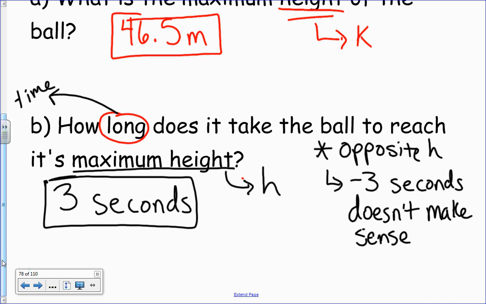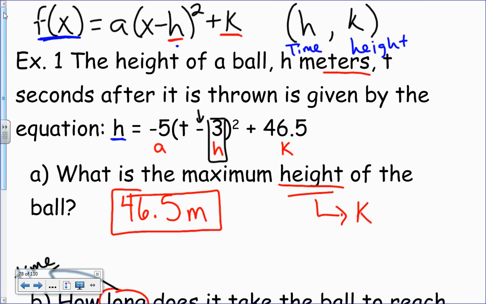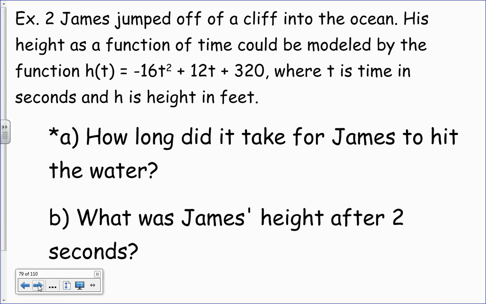All right, but how long does it take to reach the maximum height? That is the h value, the time to get to the maximum height, and in this case, it's 3 seconds. Now in this example, finding these things was pretty simple because it's in vertex form. We can see the a, real easy, it's -5. We can see the h, real easy, it's positive 3. And we can see the k, real easy, it's positive 46.5. But what happens when our equation is in standard form? Like on example 2, that's standard form. -16t squared plus 12t plus 320.